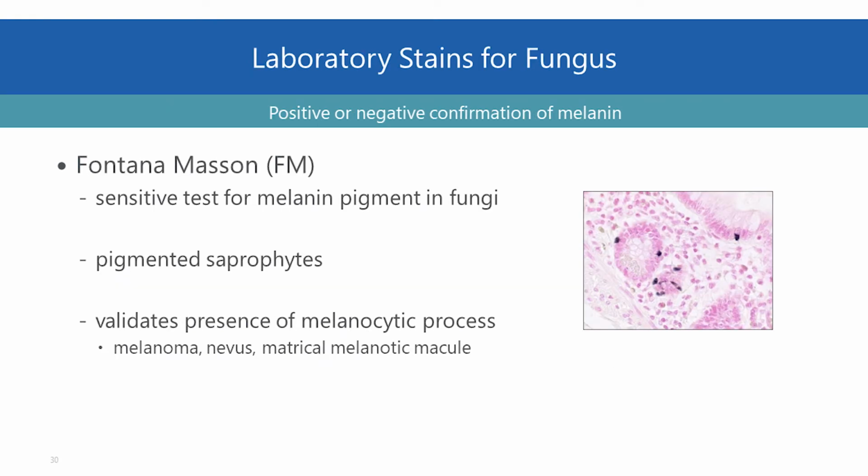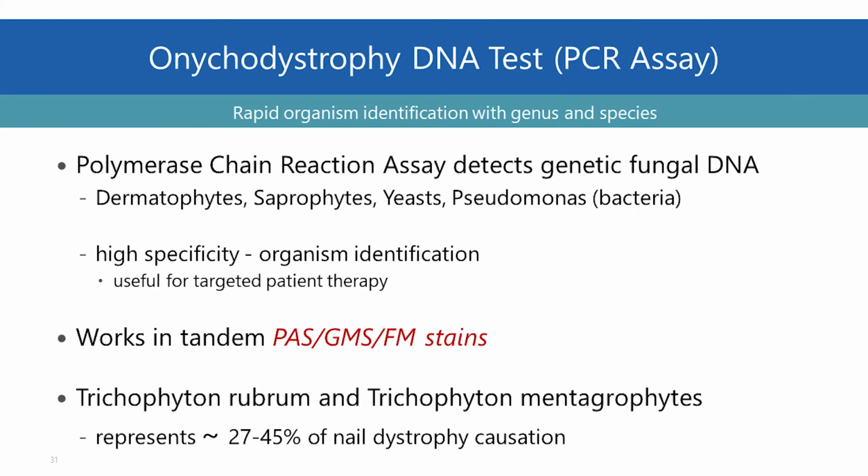Next, we have the FM stain. This is a sensitive test for melanin pigment in fungi. Also validates the presence of a melanocytic process, looking for melanoma, matrical melanocytic macules, and so forth. All right, now the second arm. This is your onychodystrophy DNA test. This is your PCR assay. All right, the polymerase chain reaction study detects genetic fungal DNA. This test will provide you with genus and species.